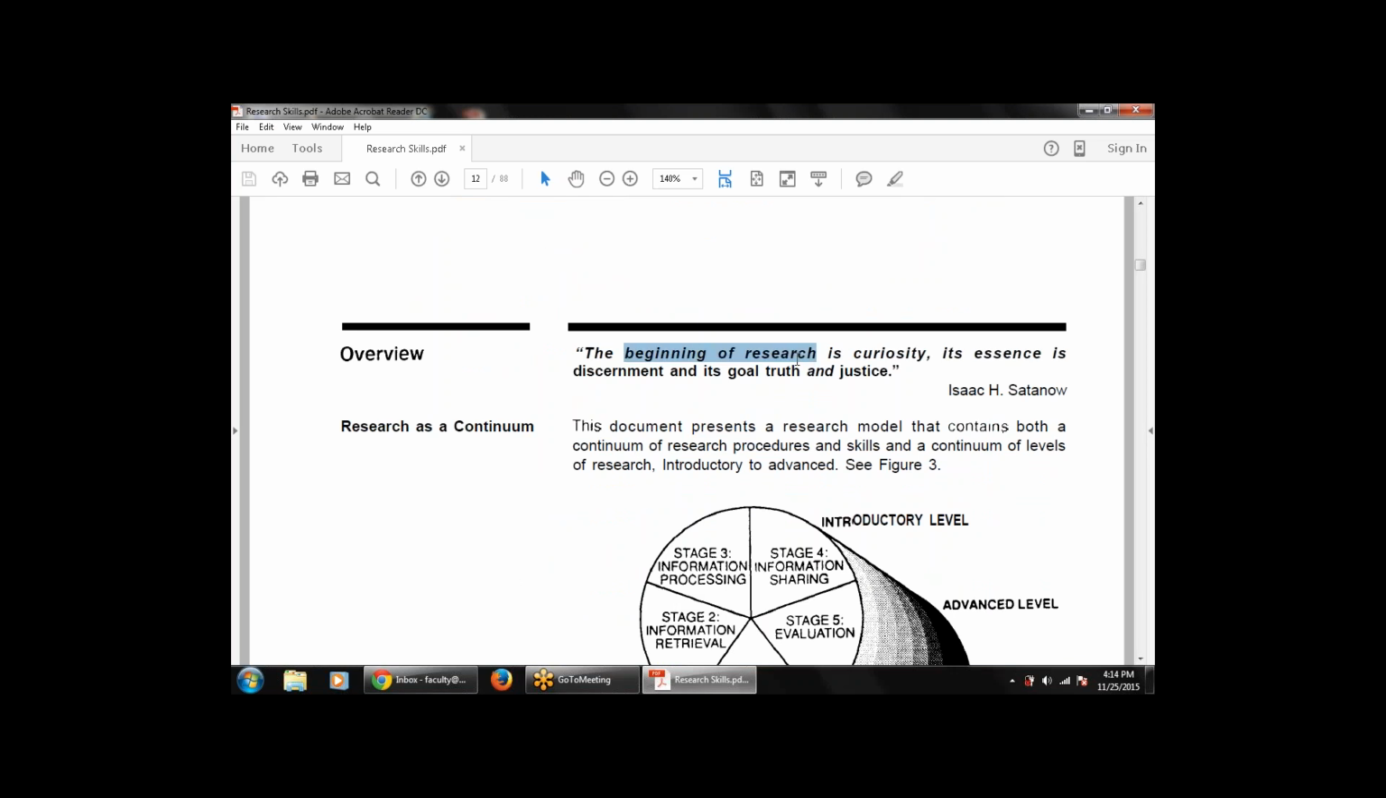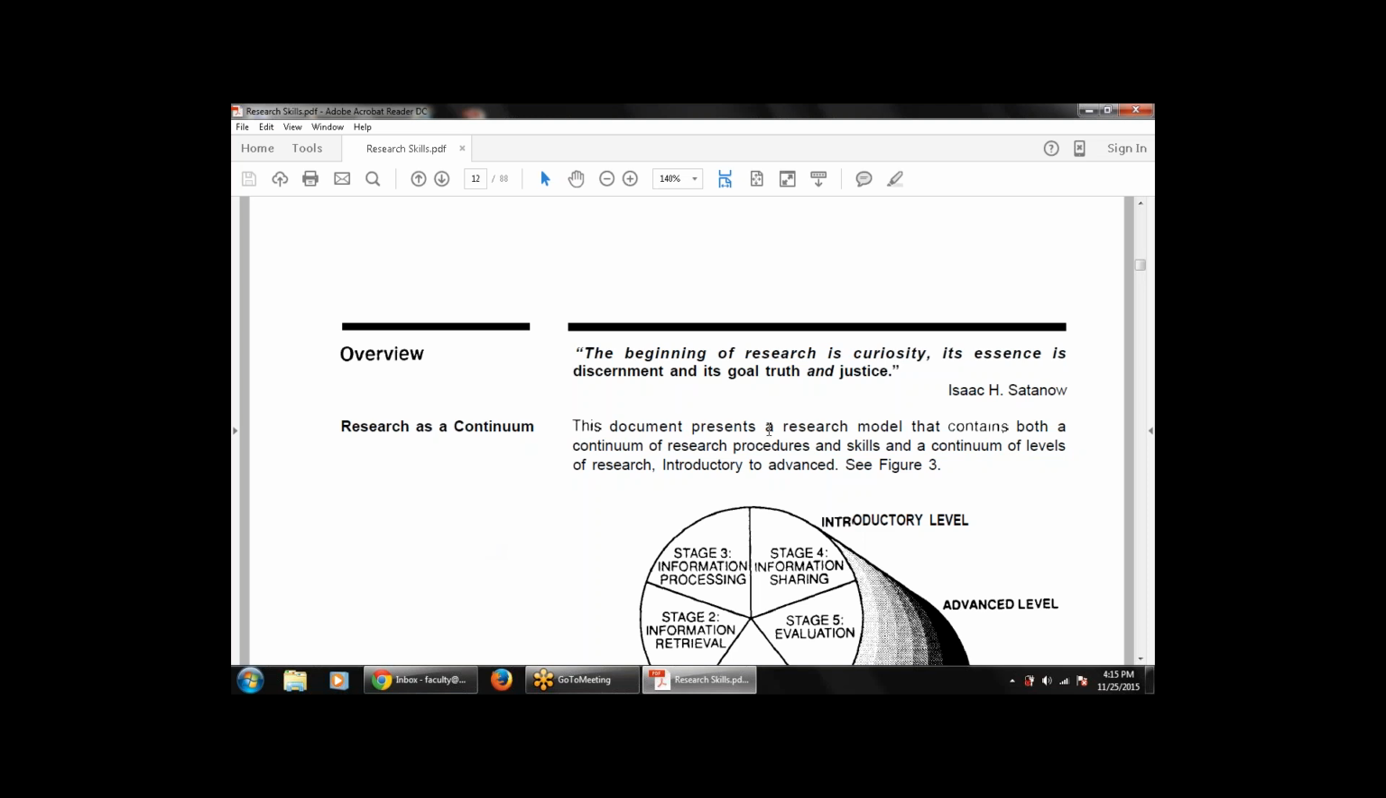So the beginning of the research is basically curiosity. Its essence is discernment, and its goal is truth and justice. So whenever we begin the research, it is with curiosity, and its essence is discernment, and its goal truth and justice. Then we have studied about the research as a continuum.